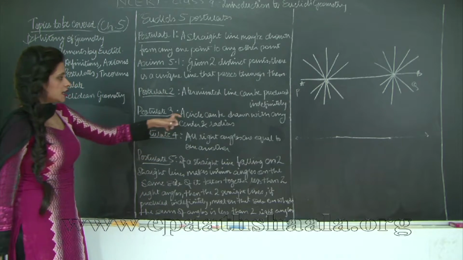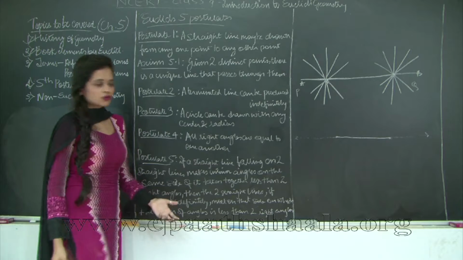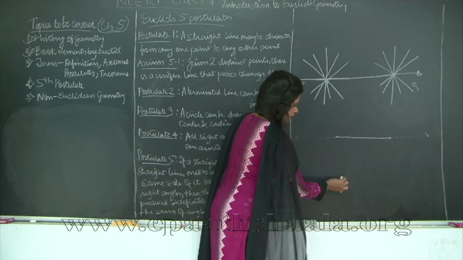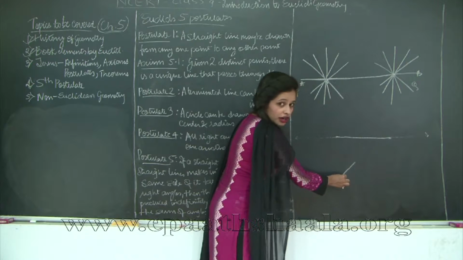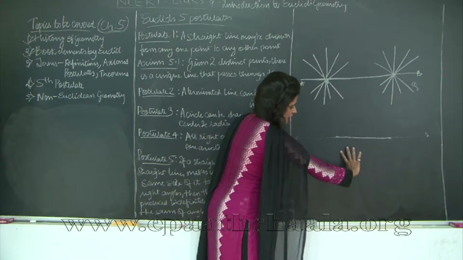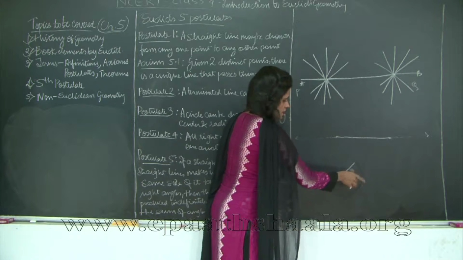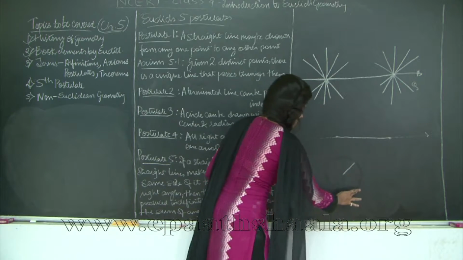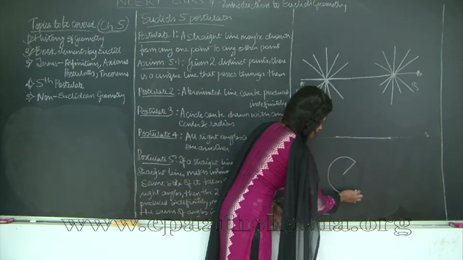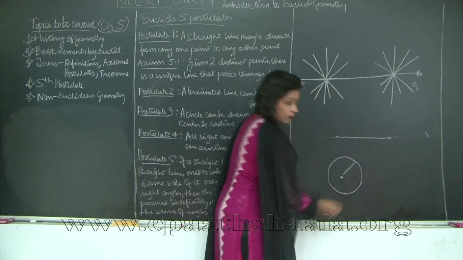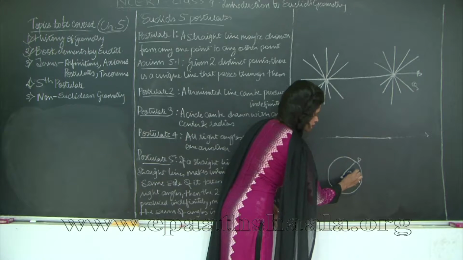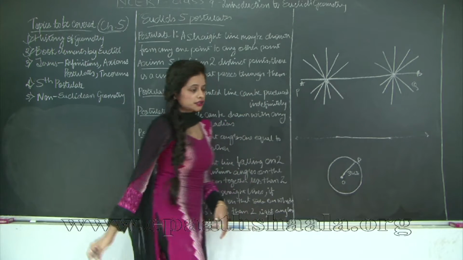The third one: a circle can be drawn with any center and radius. Obviously we know that to draw a circle, first of all we need a point and we need a radius. Placing your compass here and the pencil point here, suppose this is my compass, I can just draw a circle, right? If you can see this, I have drawn a circle with my radius. So with center O and radius OP, let's say equal to 3 units, I can draw a circle.